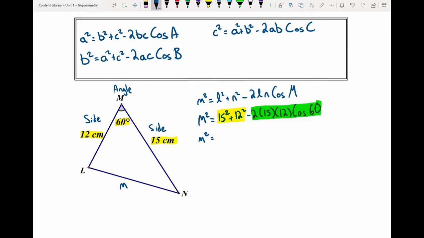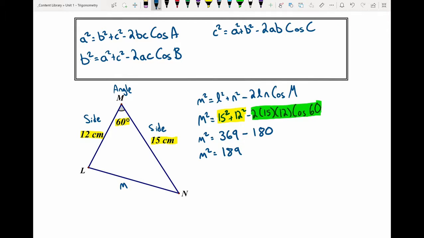So 15 squared plus 12 squared, 369. Remember that squared means the number times itself, not times 2. For the second part, we have 2 times 15 times 12 times cosine 60, and we get 180. Now we can do a quick calculation. M squared equals 369 minus 180, 189. So M squared equals 189.